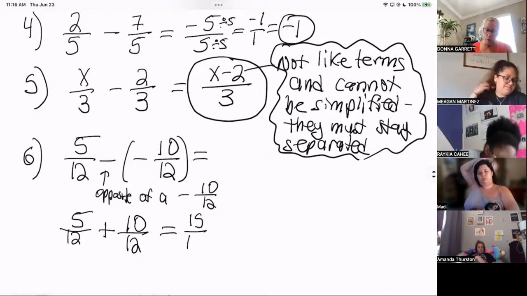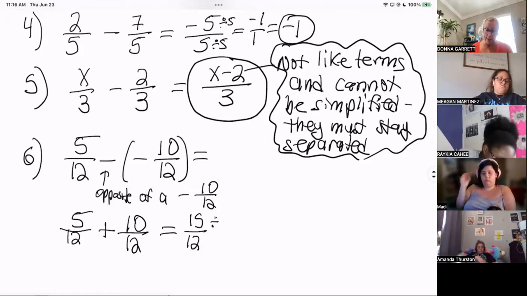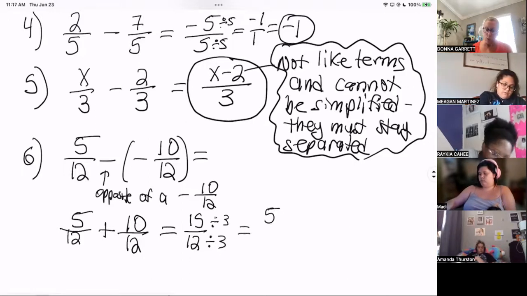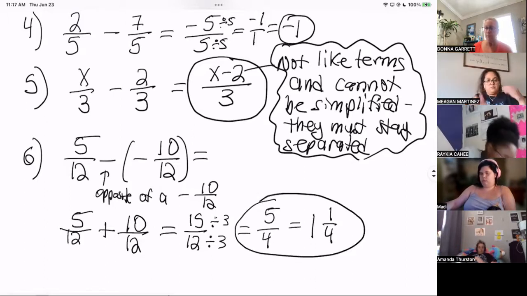15 over 12, but I can divide them, can't I? Yes, I can. I can divide both of them by 3, simplify it. So 15 divided by 3 is 5, 12 divided by 3 is 4, and then that's an improper fraction. If I wanted a mixed number, how many 4s are in 5? 1. How many left over? 1. 1 1/4, or you could leave it as the improper fraction. So either would be your answer.